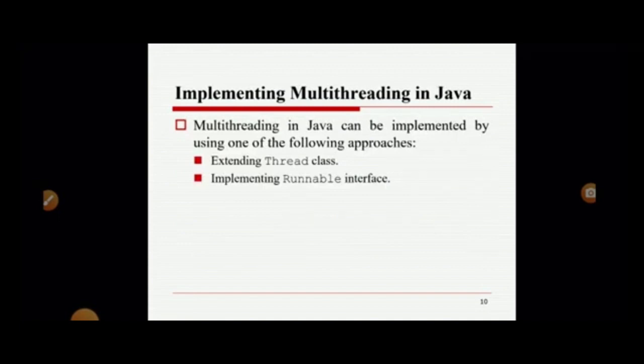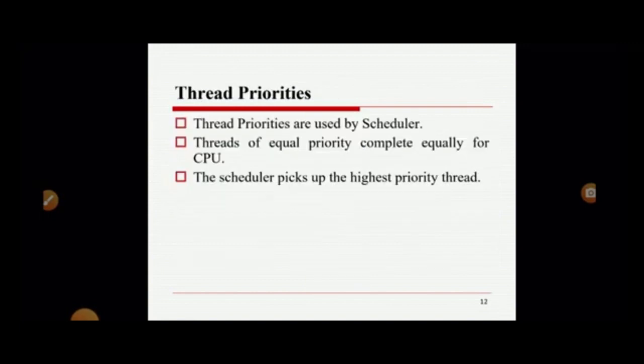Next we are going to discuss how we can implement multithreading in Java. Multithreading in Java can be implemented using either one of the following approaches. One is by extending the Thread class, and the other is by implementing the Runnable interface. So in two ways you can implement the multithreading concept in Java.